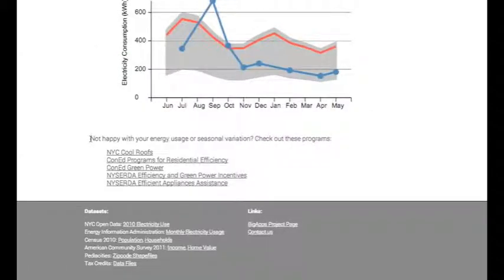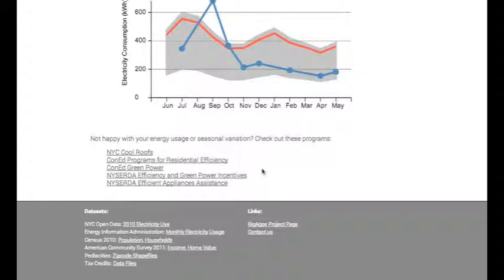What we also do is we provide links to a range of programs that we didn't know about before we built this application. So New York City runs a cool roofs program to try and reduce the seasonal variation of building temperatures. There's also Con Ed programs which can subsidize new ACs and a range of other things that people can start to take advantage of.